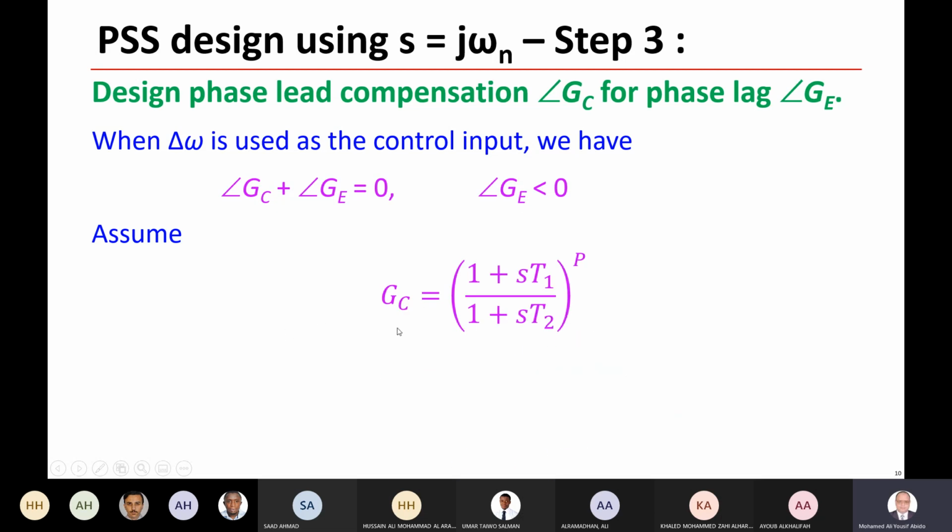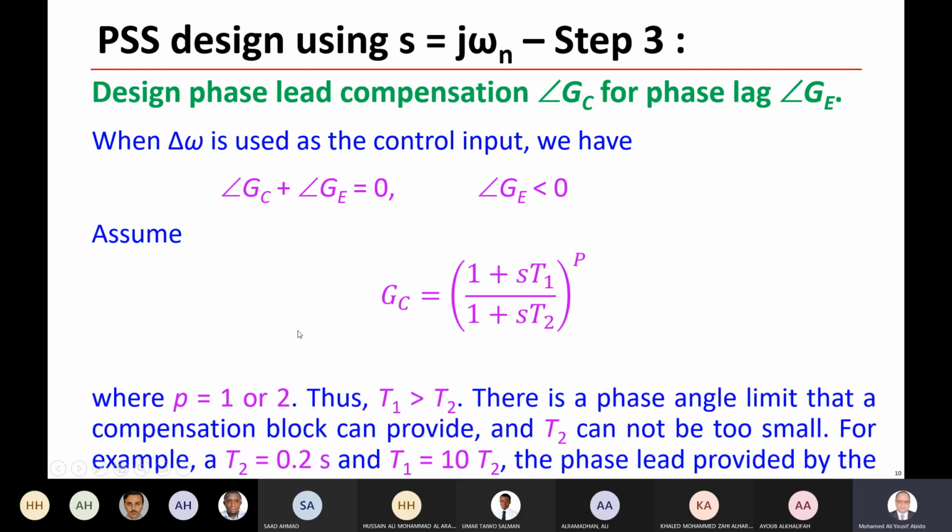We assume the lead lag block of the power system stabilizer is as such. This B could be 1, could be 2. We may need 2 blocks for higher angle, and so on. Or you can have different time constants, 1 plus ST3 over 1 plus ST4. Anyway, let us assume it will be equal to 1 at the time being.